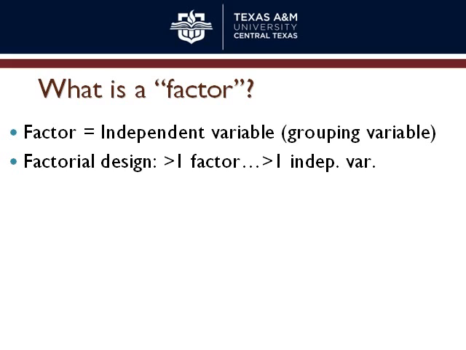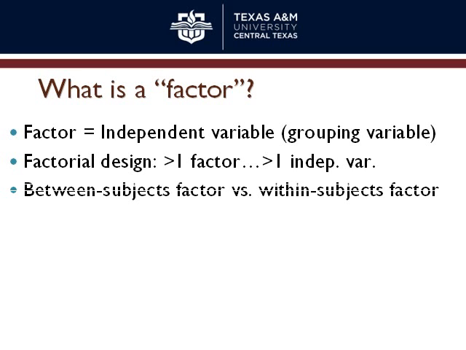Okay. So we know what a factor is. It's a variable, a categorical variable at the minimum. And a factorial design is any design that involves more than one factor. So more than one grouping variable, or in a true experiment, more than one independent variable. So these factors can be between subjects factors or within subjects factors.